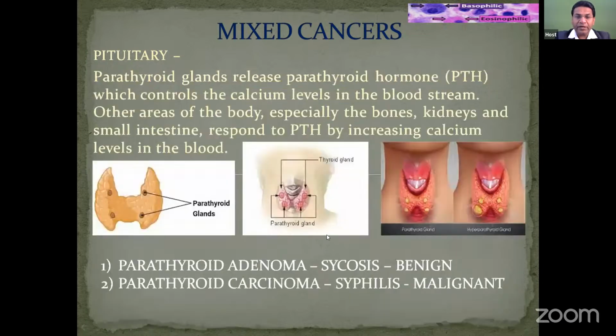Now, parathyroid. The second gland is parathyroid. हम thyroid में भी देखेंगे. Now, parathyroid gland releases parathyroid hormone, that is PTH, which controls the calcium level in the bloodstream. Other areas of the body, especially the bones, kidneys, and small intestine, respond to PTH by increasing calcium level in the blood.